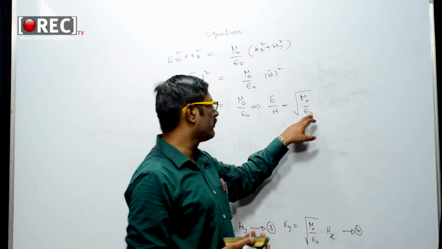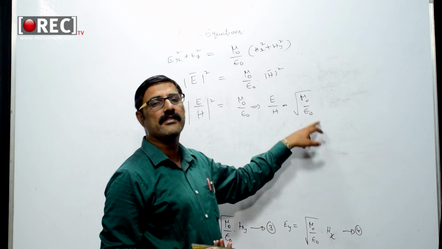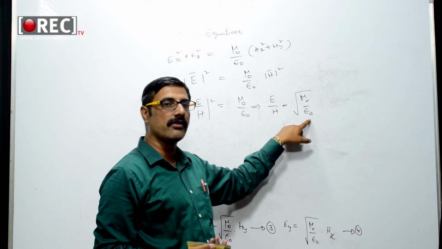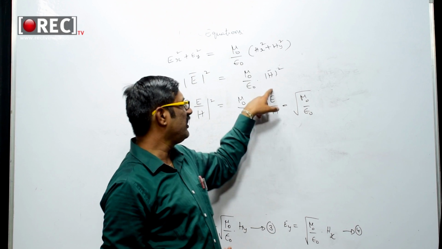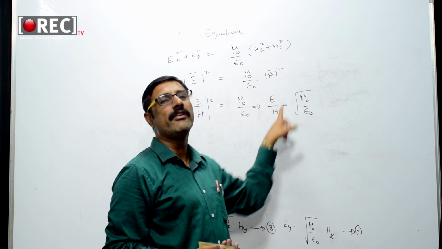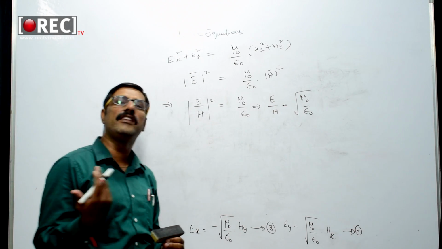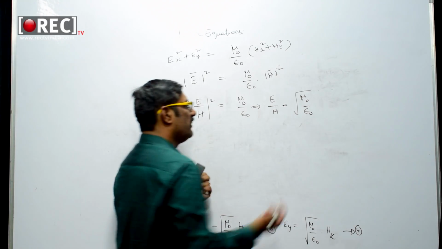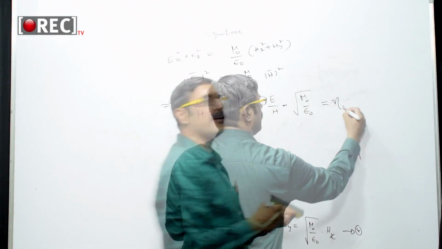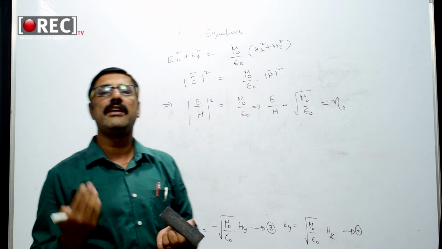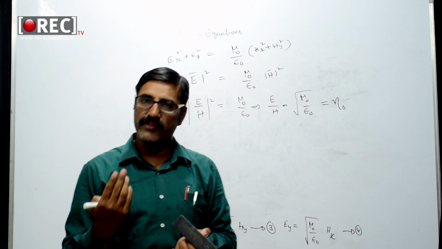So this impedance we call the intrinsic impedance of free space. Why free space? Because we are taking the naught values, so naught indicates mu naught is for free space and epsilon naught also is for free space. So this E by H is the impedance of free space. The intrinsic impedance offered by free space, we refer to it as eta naught.